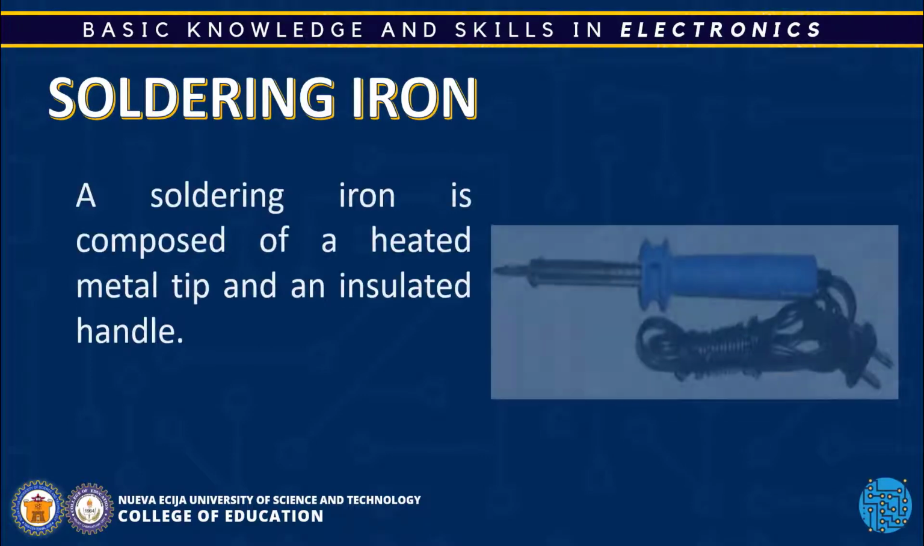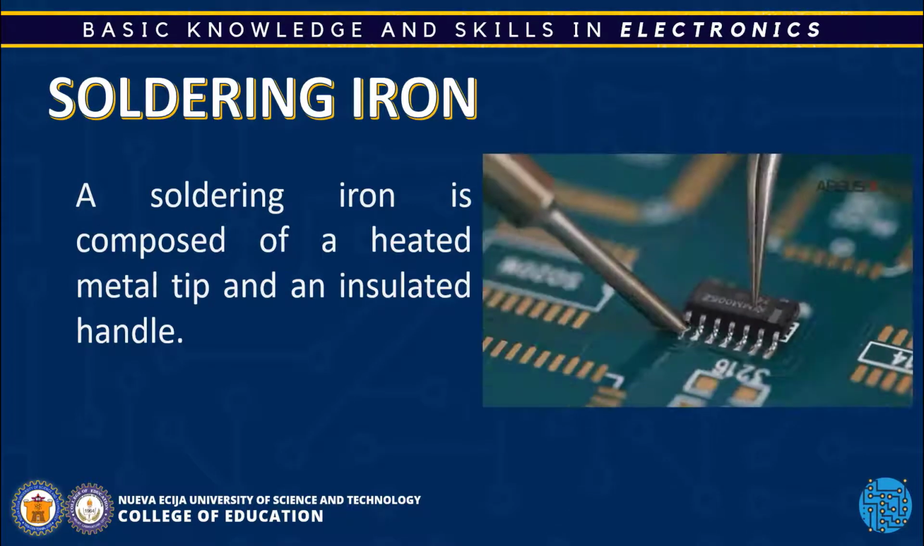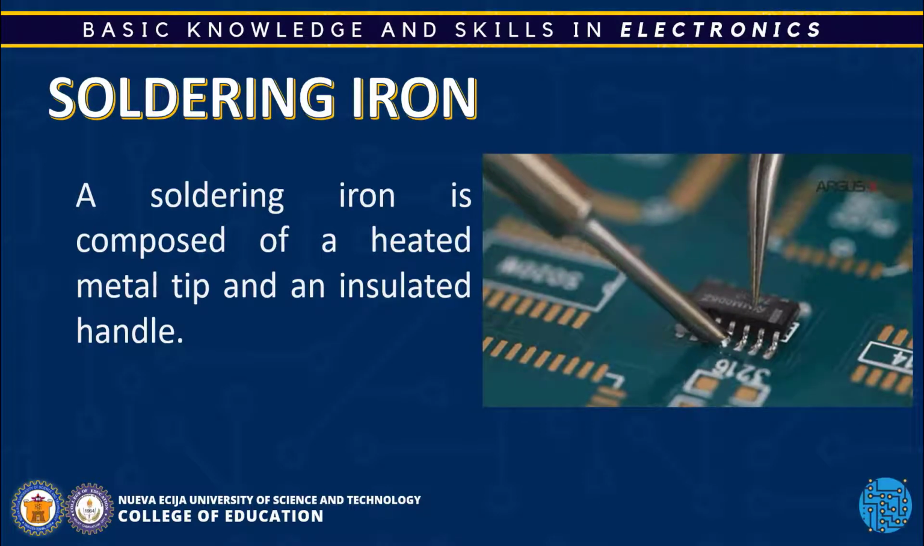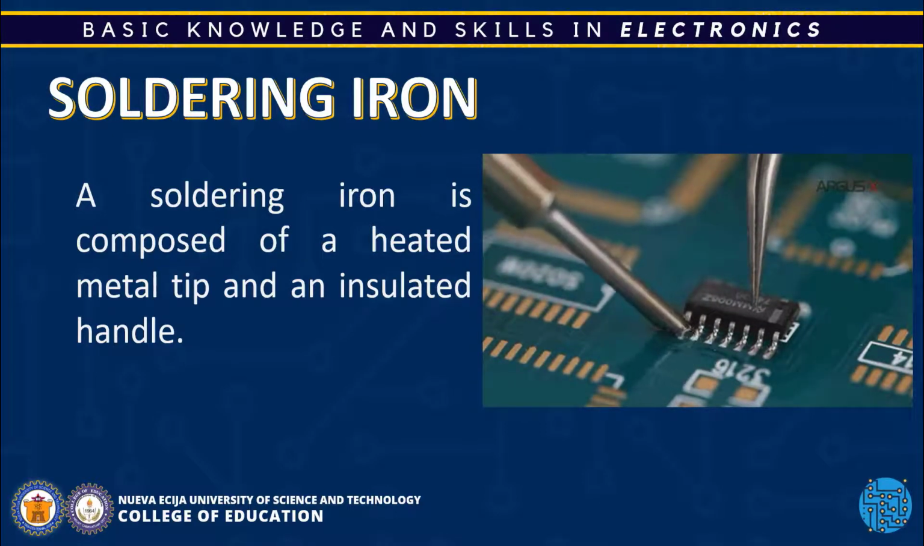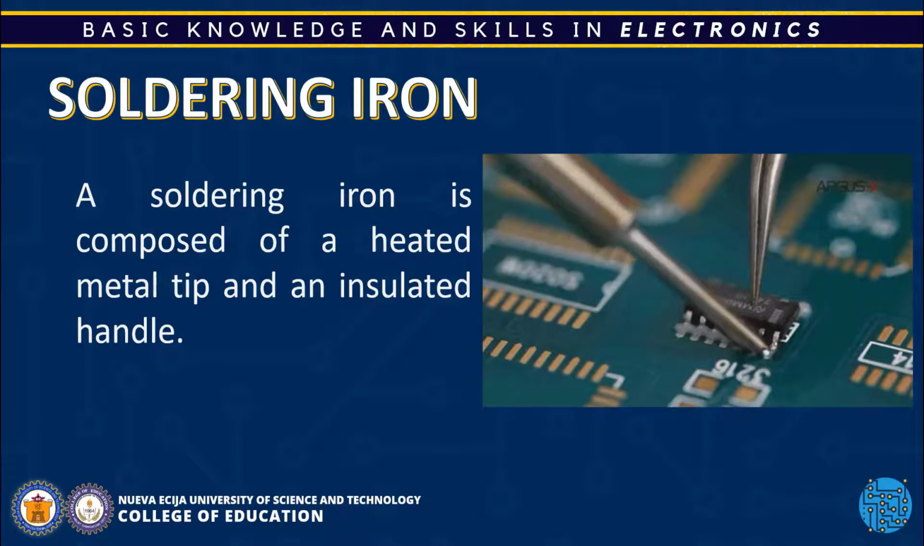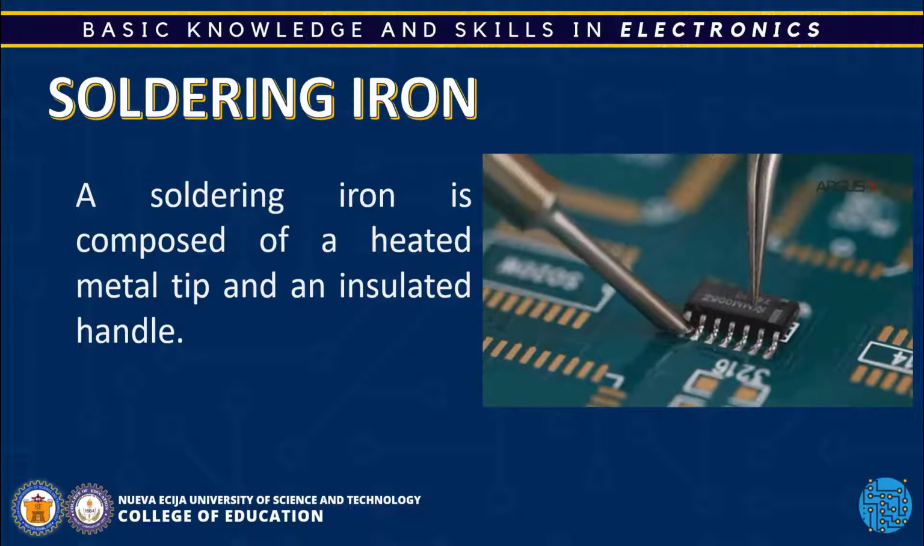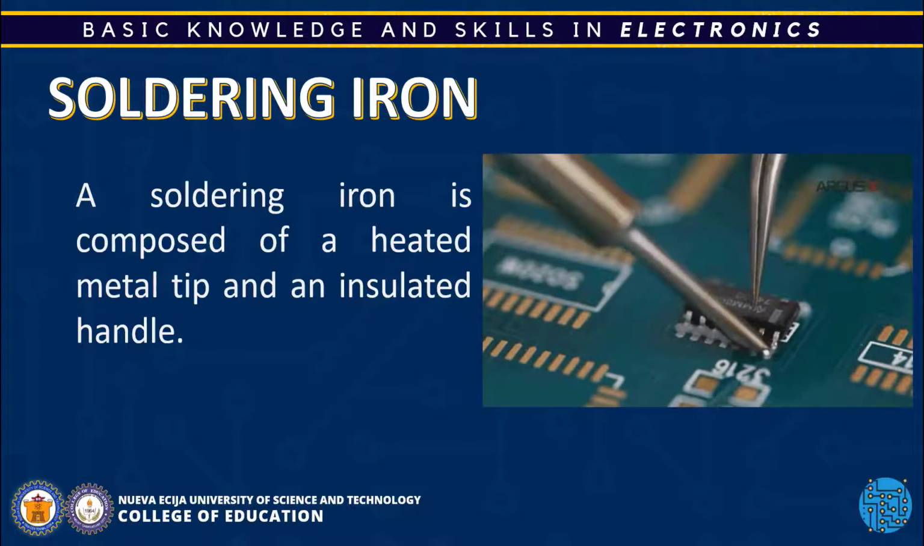Soldering iron. A soldering iron is composed of a heated metal tip and an insulated handle. For electrical work, wires are usually soldered to printed circuit boards, other wires, or small terminals. A low power iron, 20 to 30 watts, is suitable for this work.